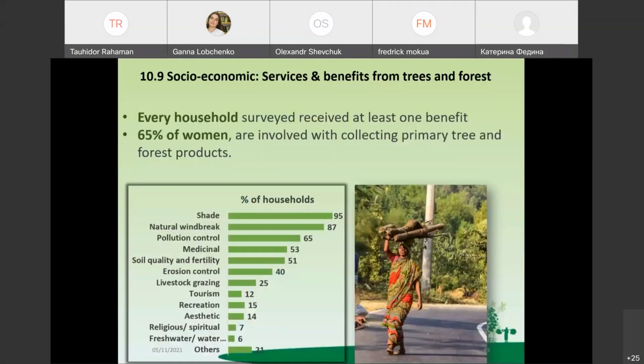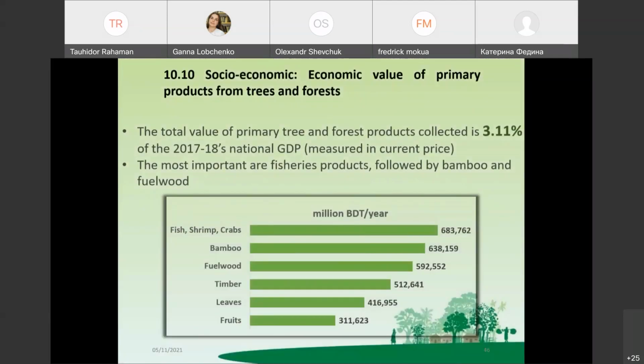We also did the socioeconomic survey. From the survey, we can see that 95% of the respondents received shade from trees and natural forest and natural windbreak. Those are the benefits we get from trees according to our respondents. And 65% of women are involved in collecting primary tree and forest products. The economic value of primary products from trees and forest was highest for fish, shrimp, and crab. The second was bamboo, and the third was golpata.